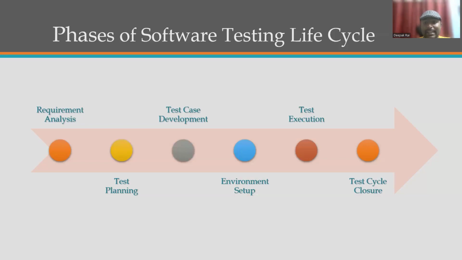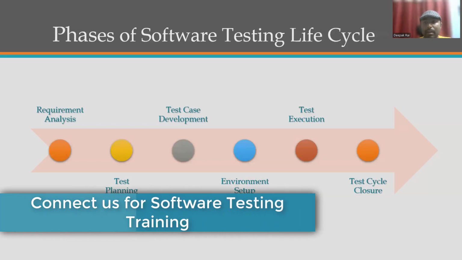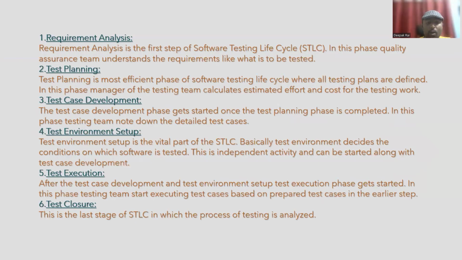And finally, test cycle closure, where the complete testing is covered, and here the testing team will share the status report about the testing, what went well, what went fine, as well as if any defects are available. So these reports will be shared with the complete team. These are all the stages of the software testing life cycle.